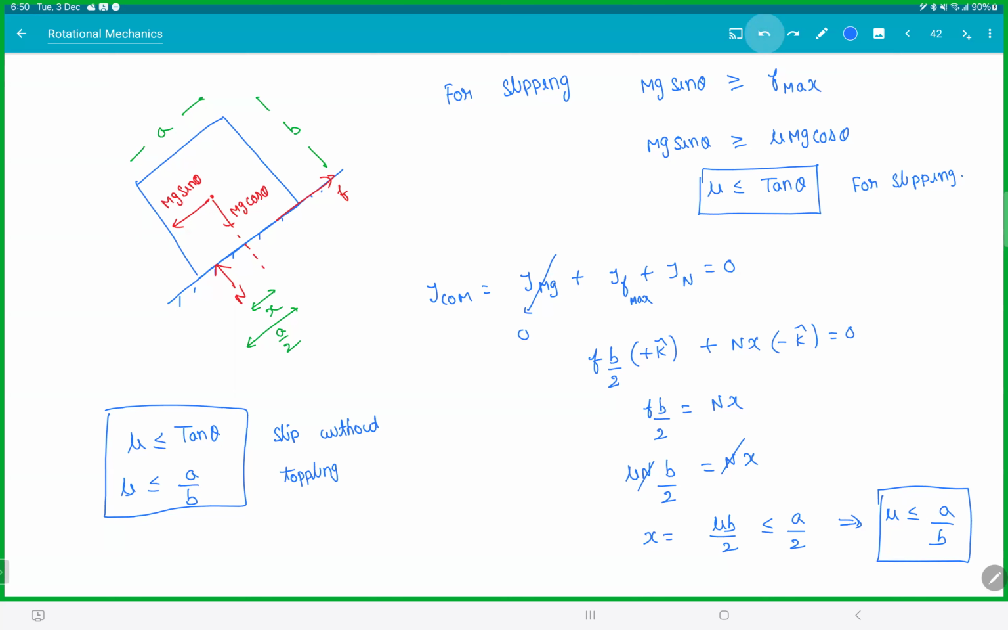So basically, you'll get two independent conditions. Slipping has nothing to do with toppling. So you will get two different things, and you have to see what is common between them. Have a look at this. Clear, everyone? Any doubts on this? Clear? Next one.